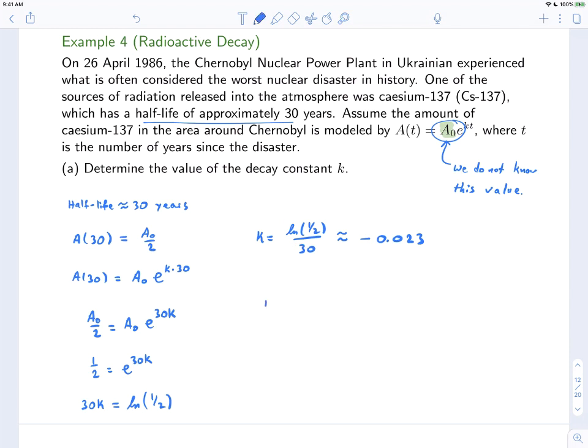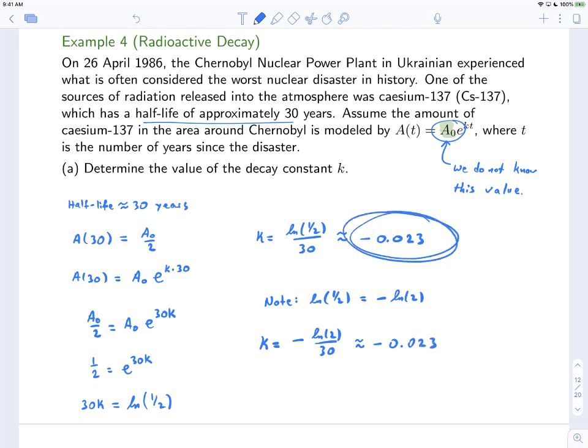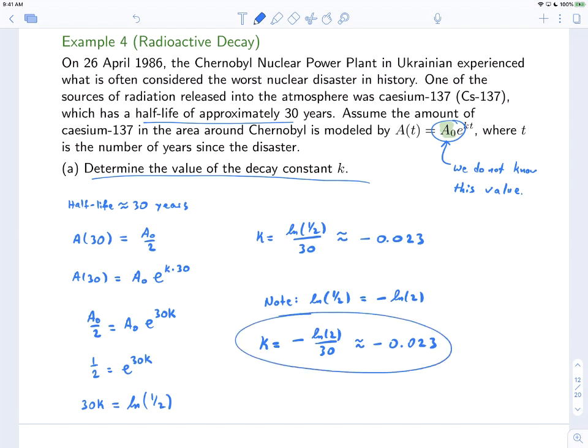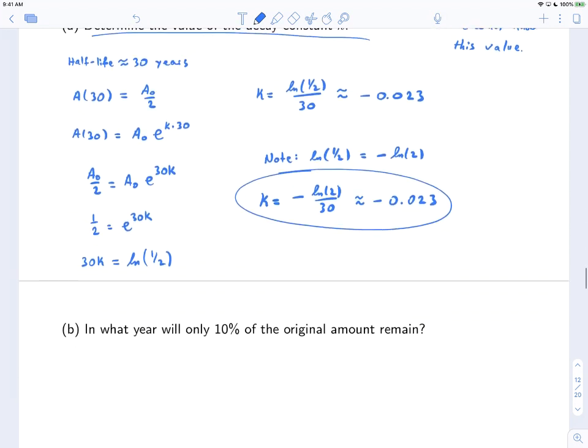In fact, as a little note, let's write down: ln of 1/2 is equal to the opposite of ln of 2. So k is equal to the opposite of ln of 2 divided by 30, which is approximately negative 0.023, which we already computed up here. So we can see that k is a negative number, which we expect because this is exponential decay. So we were asked to determine the value of the decay constant k, and we've done that. Let's move on to part B of this problem.